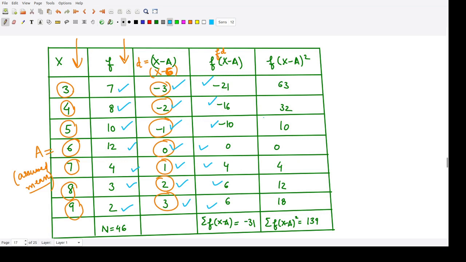So this is the column and then you add up all these. So you finally would have summation f into x minus a, that is equal to minus 31. This is one term that is required for calculation.